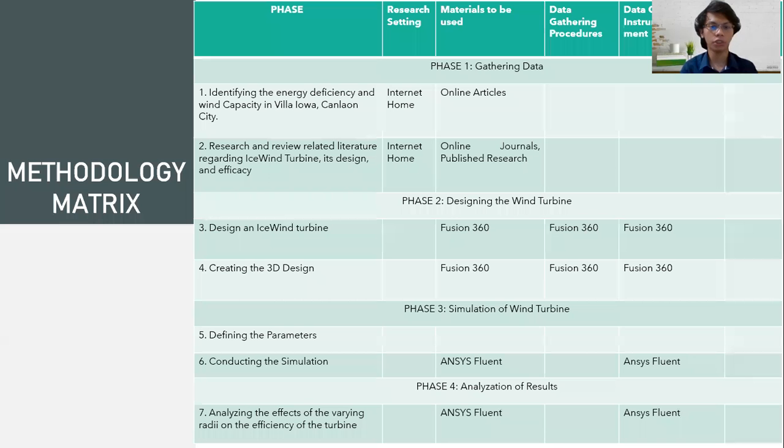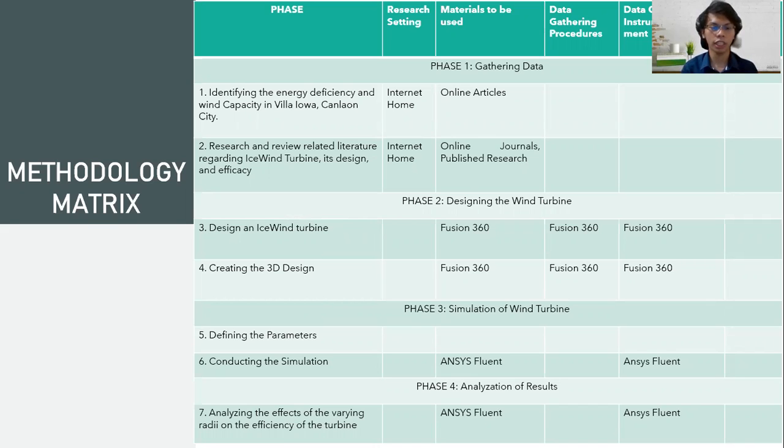Through the simulation, the efficiency of each design will be seen and conclusions will be made. For the methodology matrix, in phase 1, which is the gathering of data, online articles were used to identify the statement of the problem, which is the energy deficiency and wind capacity in Villa, Canlaon City. Research and review of related literature regarding the IceWind turbine, its design, and efficacy were performed using online journals and published research from various sources, such as ScienceDirect, IEEE Xplore, and Google Scholar, among others. The designing of the wind turbine was formed by basing it on previous research and modifying it to fit the study. A 3D model for each of the 3 designs will then be made using Fusion 360.